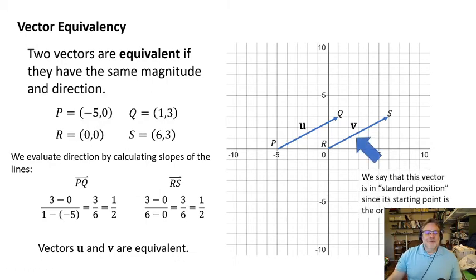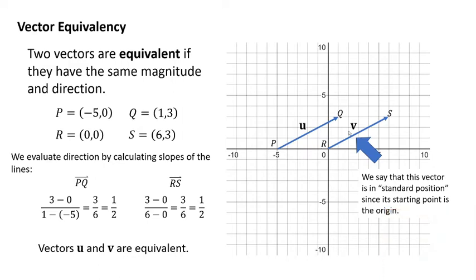Something else here, and I'm going to remove my face so you can see this. We say that this vector V here is in what's called standard position, since its starting point is at the center. It's at the origin, and so that defines this vector as being in standard position.